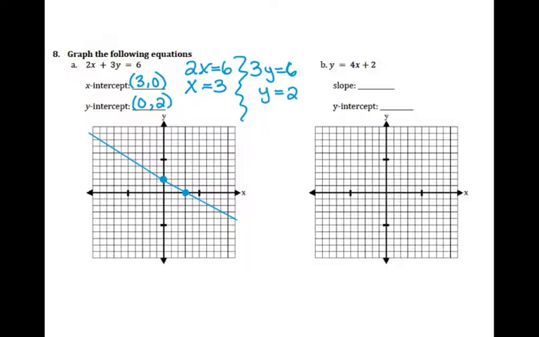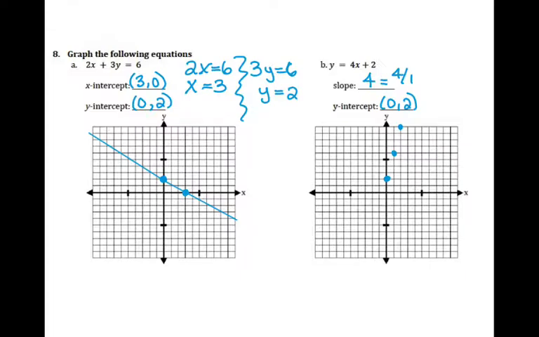Okay, letter B. This one is in slope-intercept form, so my slope is the number in front of x, which is 4, and my y-intercept is the b, or in this case, (0, 2). So I'm going to begin at (0, 2), and my slope is 4. So what that means is I'm going to move up 4, 1, 2, 3, 4, and over 1. Because I can write 4 as a fraction, 4 over 1, and that'll show you that rise over run. I'm going to go up 4, 1, 2, 3, 4, over 1.